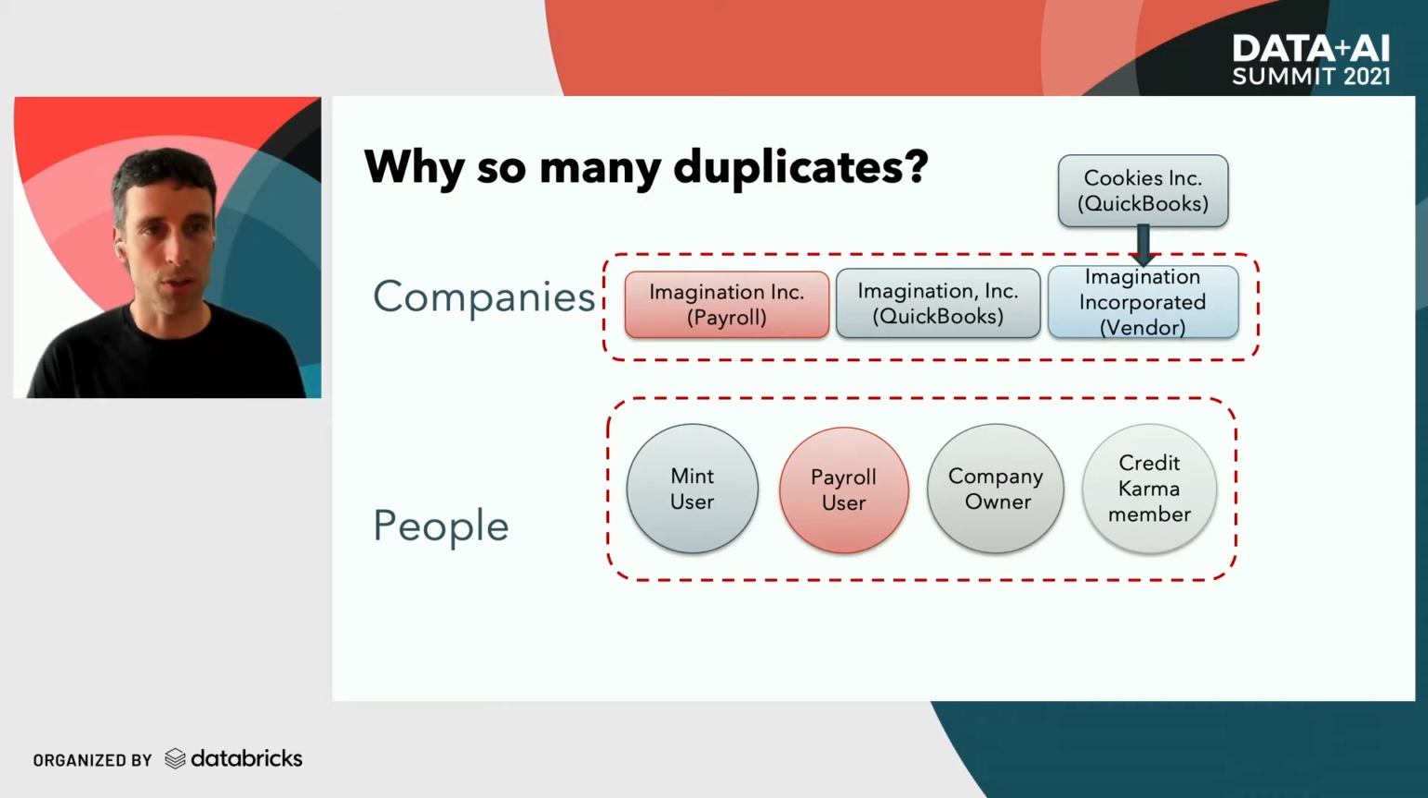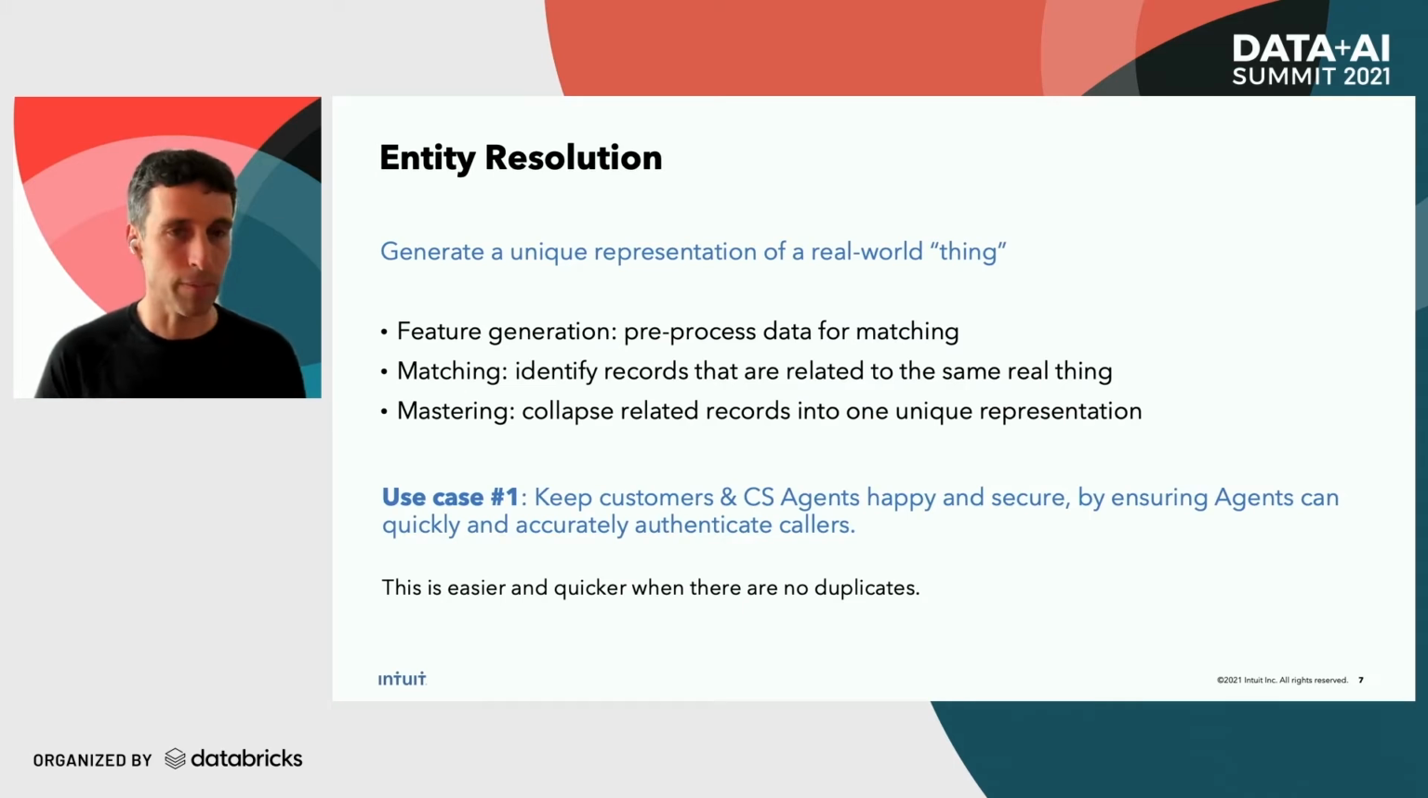Maya and I work on a tool to help solve that problem. We call it entity resolution, where we are trying to generate a unique representation of a real world thing, say a person, a business, a company, a document, a transaction, something like that. And so we do this through essentially 3 steps in our tool.